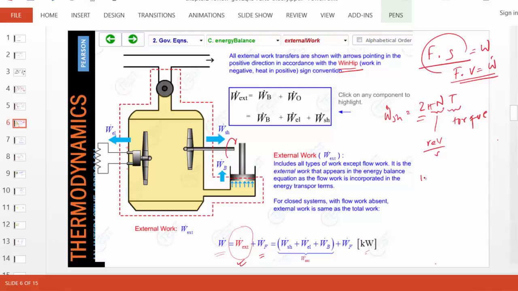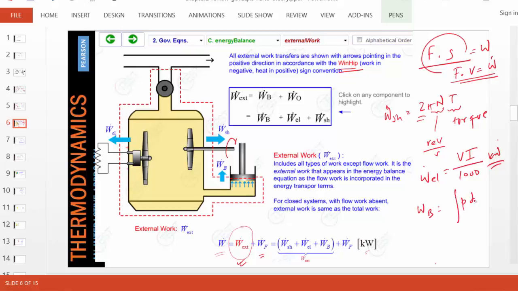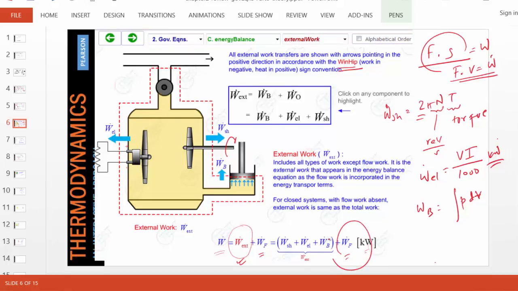For electrical work, we are all familiar with the formula V I divided by 1000. If it's volts and amps, then we have to divide by 1000 to get kilowatts. Boundary work is given by the integral of P dV, again a very familiar formula, and this is the rate of boundary work. Finally, flow work is whenever a flow is pushed into a system, or a system pushes a flow out, work is done at the interface. But we'll see that the flow work will be accounted for in a different manner, so that we only have to think about the external work in most situations.